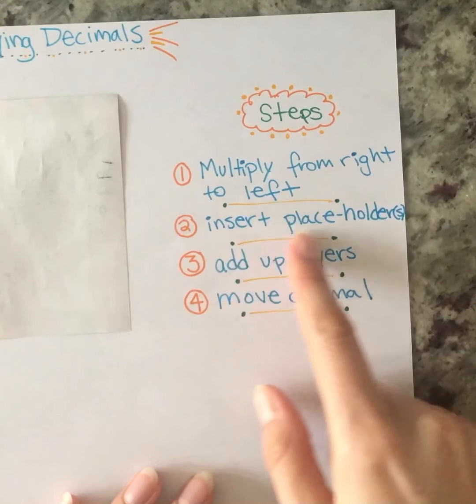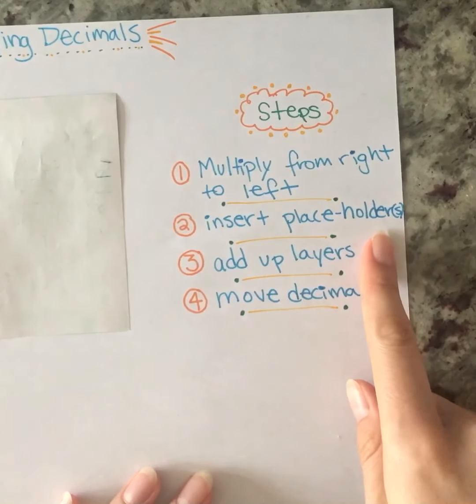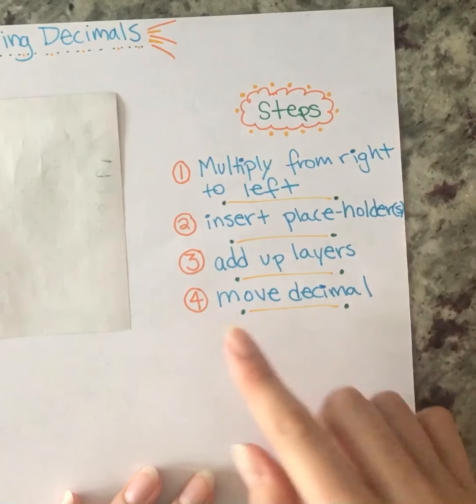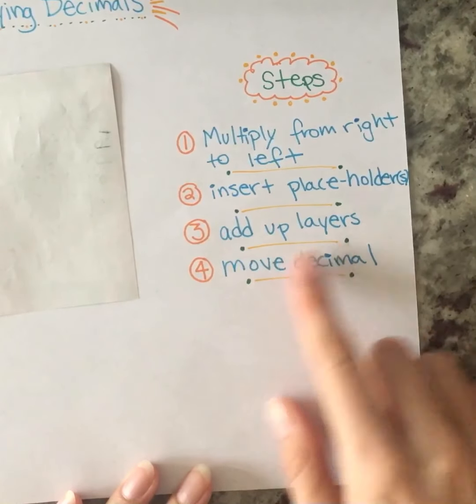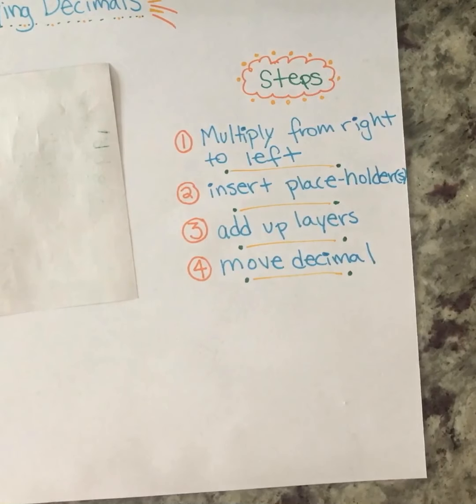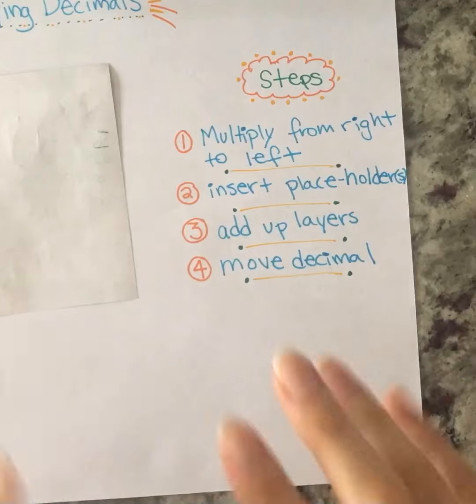Then we insert our placeholder or placeholders as we go subsequently down in layers. And then we add up our layers. And number 4, we move our decimal at the end. So you may be thinking, what does this mean? Well, we're going to be using US traditional multiplication in order to solve today. So we have two problems.